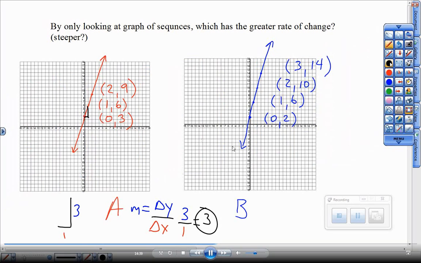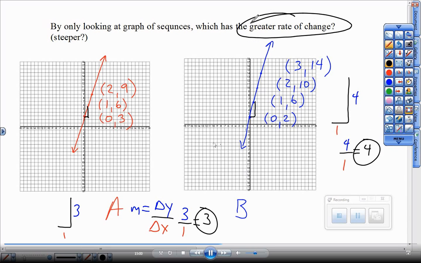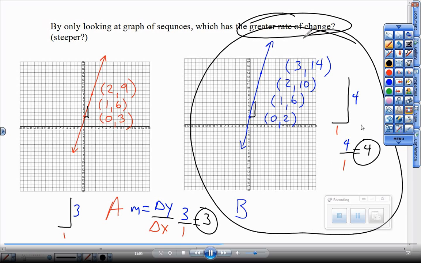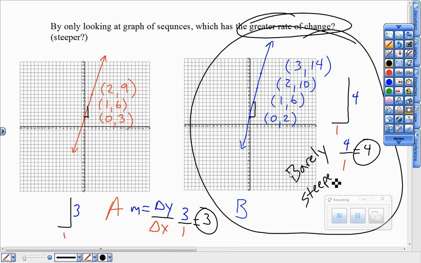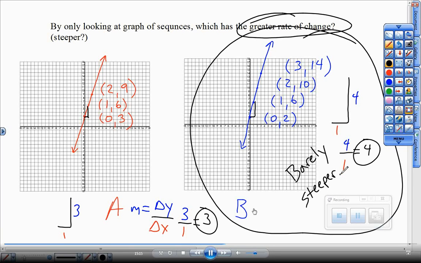This one, if I look at this same little segment, I'm going over 1 box, but going up 4. So I can see this has a greater rate of change. This is a rate of change of 4. 4 over 1, which is 4. So this one is steeper, barely. 4 over 1 is barely steeper than 3 over 1, but it is steeper. This has a greater rate of change. Barely though. So again, you got to be precise when they're close like this.